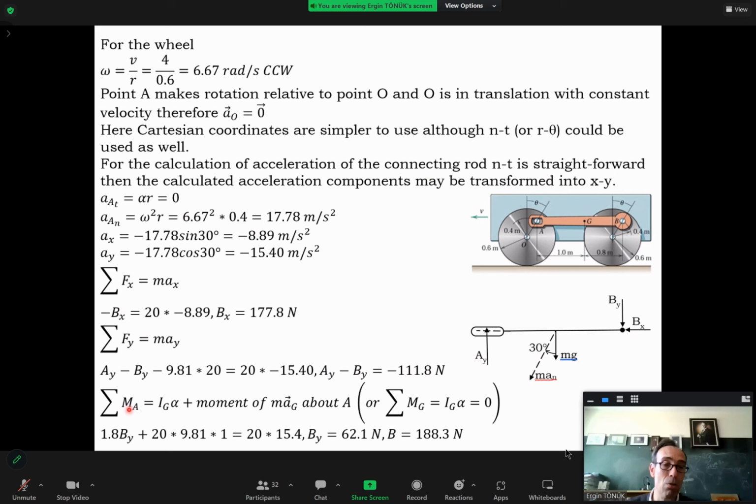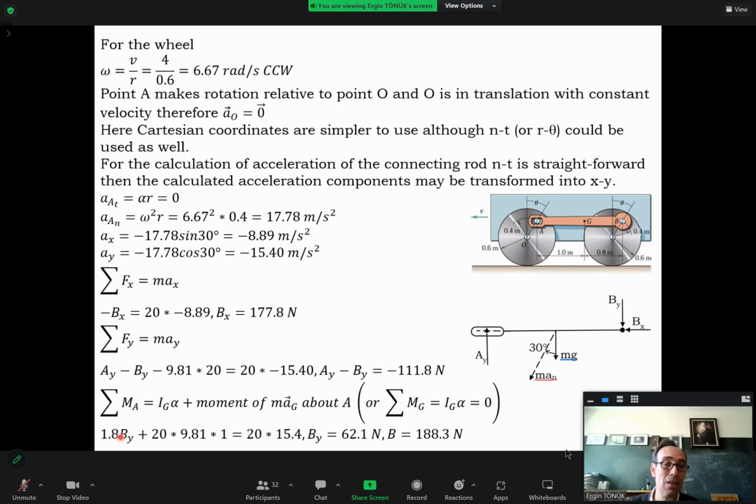But if I take moment about A, I will eliminate this unknown and I could solve directly By. And then if I need Ay, I can substitute it here. So it's up to you. Both would yield the same answer. So what I'm doing is if I take moment about A, this is 1.8 meters times By, and actually it is clockwise, and I'm taking clockwise moments positive.